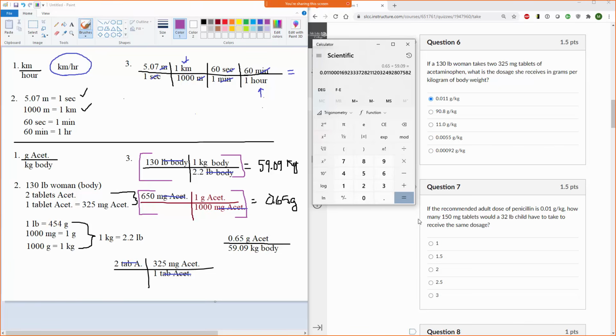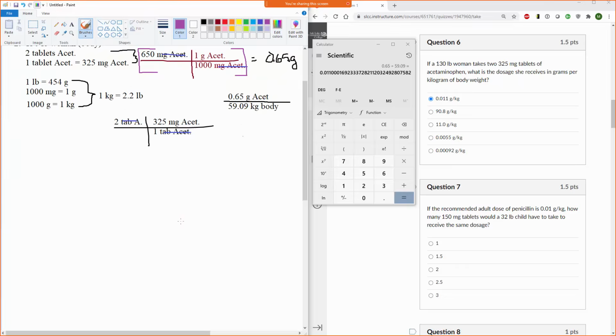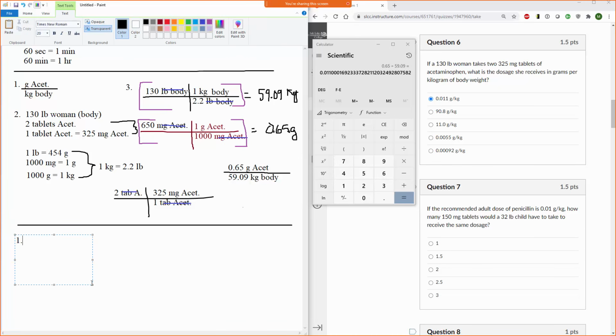All right, let's look at question 7. Got more to do here. I'm gonna zoom out. Okay. All right, for question 7, we're given the recommended adult dose of penicillin is 0.01 grams per kilogram. We want to know how many 150 milligram tablets a 32-pound child would have to take in order to receive the same dosage. Okay, so number 1, what are our target units?